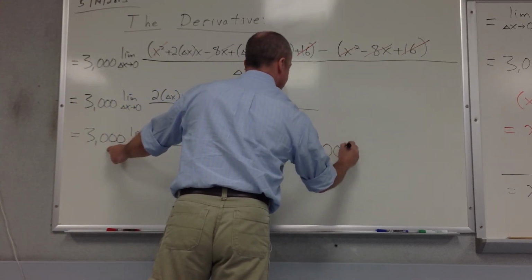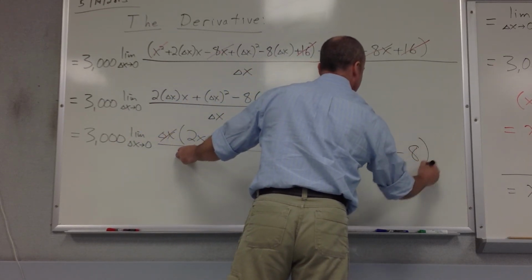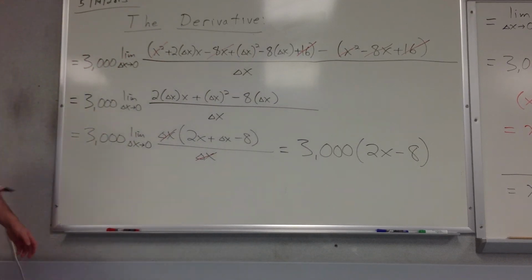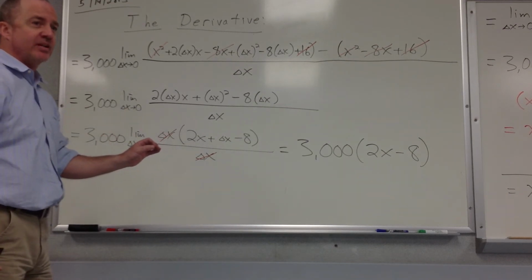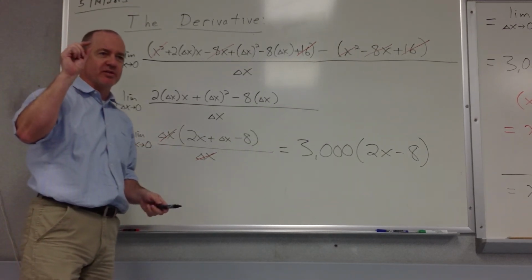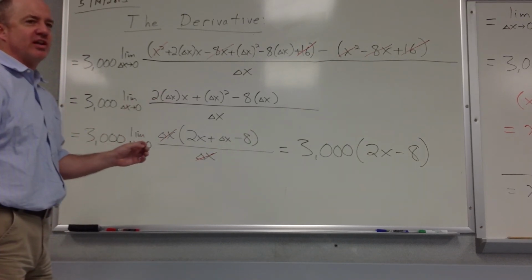Hang on, don't worry about the 3,000 yet. Oh, I forgot about that. All right, and 2x minus 8. The limit's gone because we let delta x equal 0. We performed the operation of the limit. We let it reach its limit. Suddenly we actually care about where the limit is headed, and we didn't have any limits or anything confusing left.